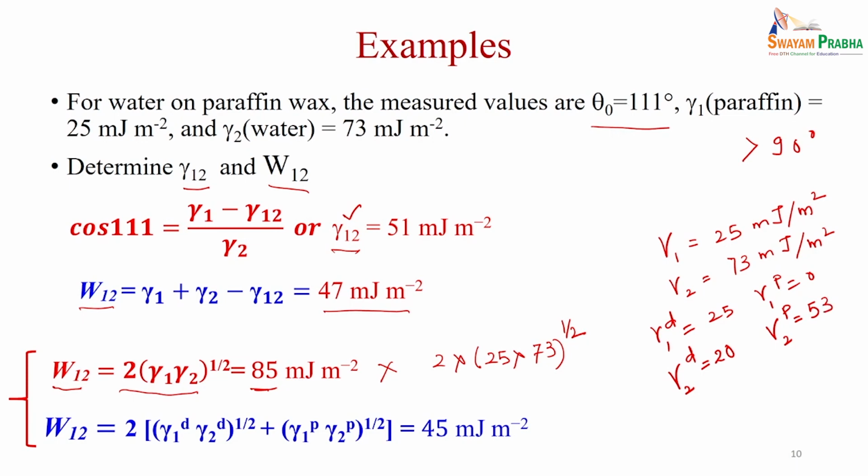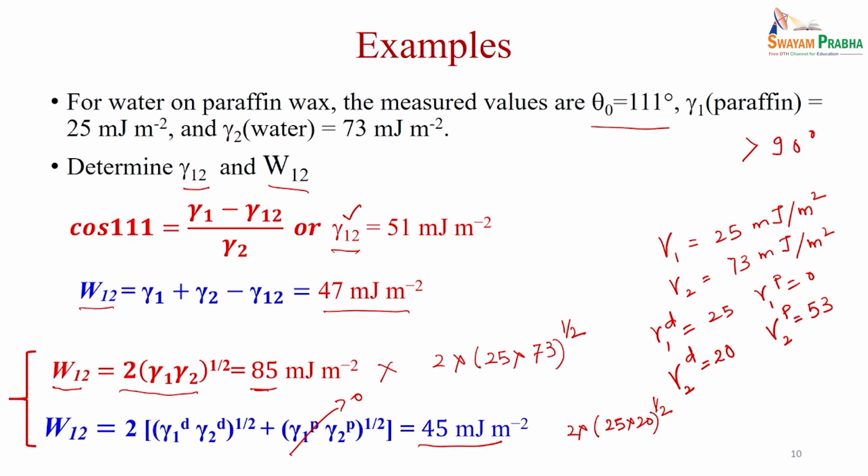Now, if you see here, the paraffin is not having any polar component. So, this term will be 0. So, now you have to calculate twice into gamma 1 dispersive, that is 25, into water dispersive 20, to the power half. So, now it is coming out to be 45. So, that is very much close to the above value.